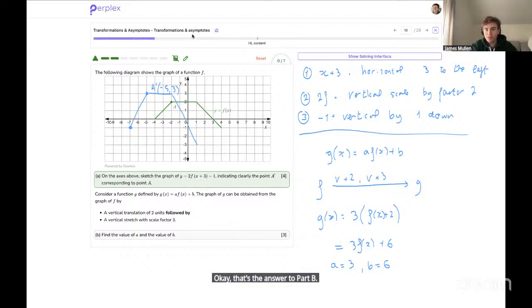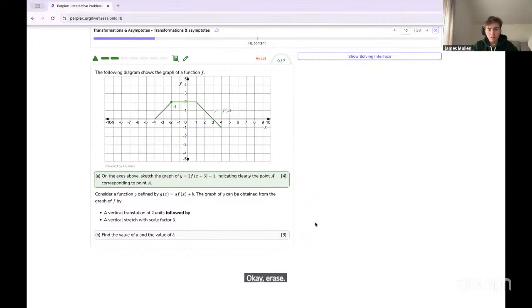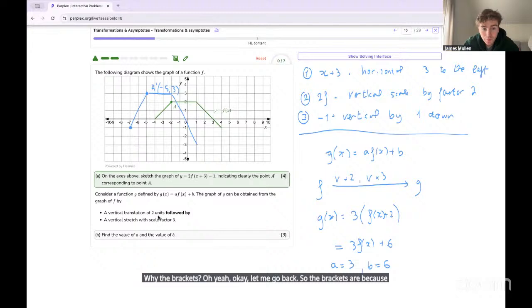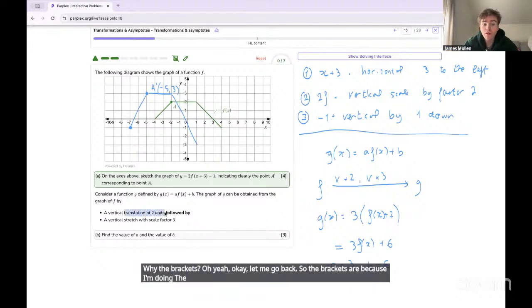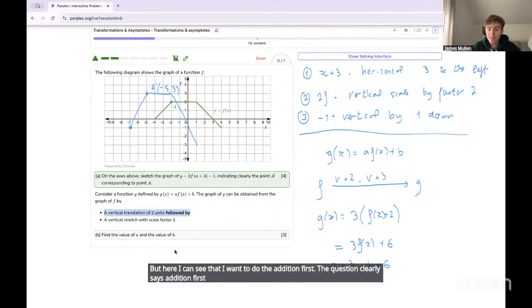Any questions? I'm going to give you a sec before I erase. Okay, erase. Oh, there was a question. Why the brackets? Oh, yeah, okay, let me go back. So the brackets are because I'm doing the vertical translation before the vertical stretch. If I don't do the brackets, then we know from order of operations that multiplication happens before addition. But here I want to do the addition first. The question clearly says addition first, so I have to put brackets, okay?